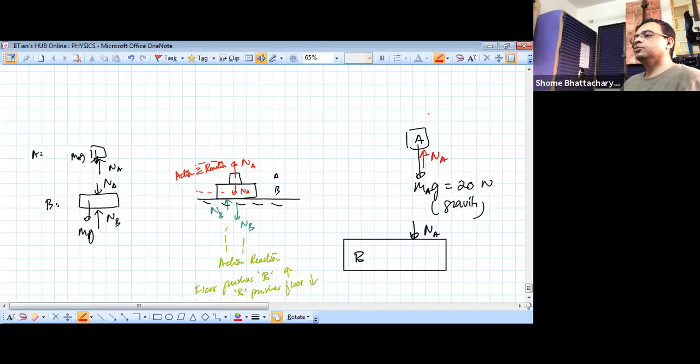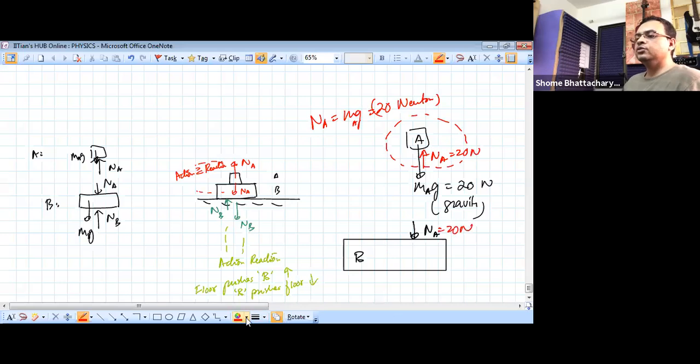Because this block is in equilibrium, it's at rest. So this normal reaction with which B is pushing A upwards has to balance the gravitational force with which it's coming down. So this has to be 20 newtons. If this normal reaction is 20 newtons, then this one here also has to be 20 newtons.